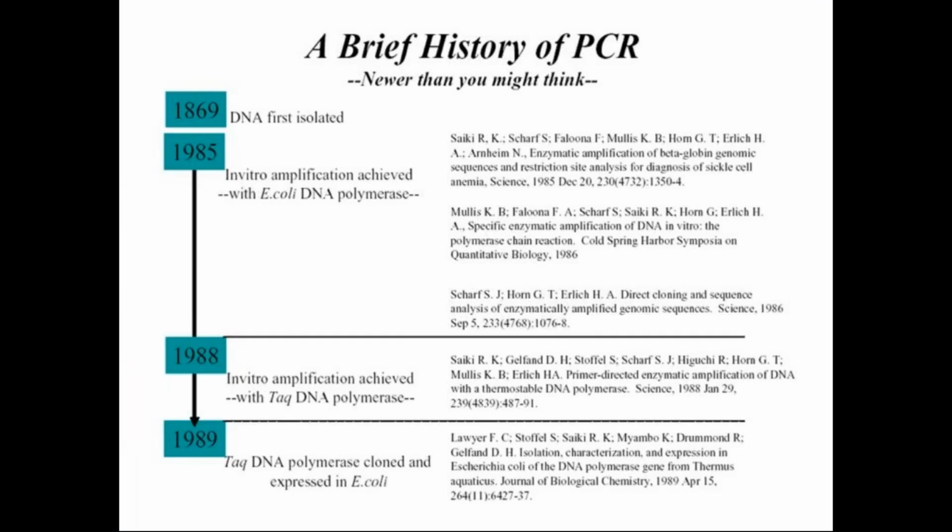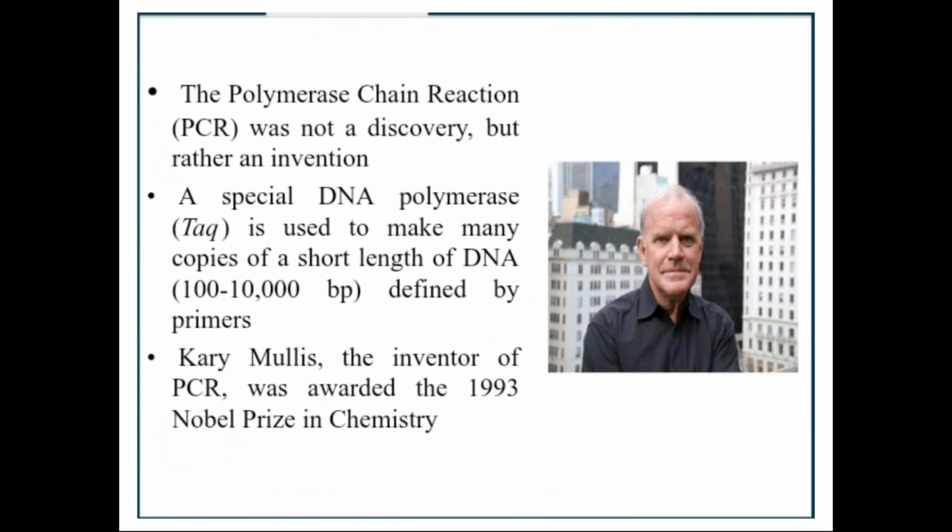Now I would like to explain the brief history of PCR. In 1869, the first DNA was isolated, and in 1985, in vitro amplification was achieved with E. coli DNA polymerase. In 1988, in vitro amplification was achieved with Taq DNA polymerase, and in 1989, the Taq DNA polymerase was cloned and expressed in E. coli. So this is all about the history of PCR discovery.